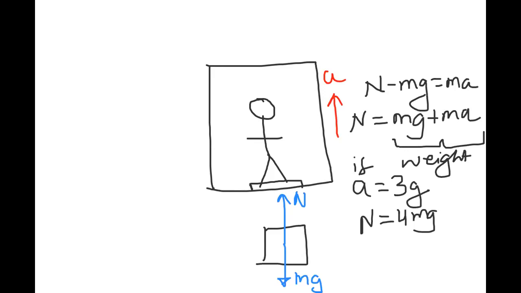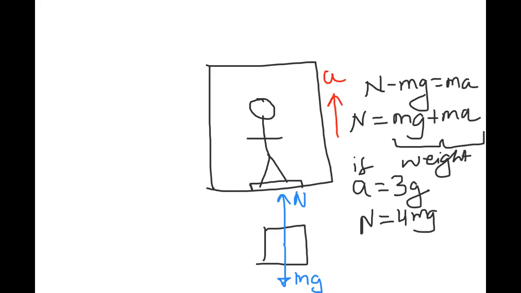So if the acceleration of the lift is 3g, then the weight will be 4 mg, 4 times the normal weight. And this in standard English or standard scientific English is called G-force. You would have heard of G-force in reference to fighter pilots and in reference to astronauts who are going up on the rocket.